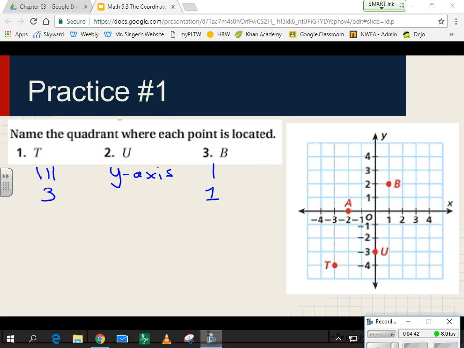All right, so we had another one trying to trick you there with number 2. T is in quadrant 3 and B is in quadrant 1, but U is right on the y-axis. There's another letter on there that's on the x-axis. That would be A. So 2 of the 4 dots are not actually in a quadrant. Hopefully you got those right. Okay, let's move on to example.